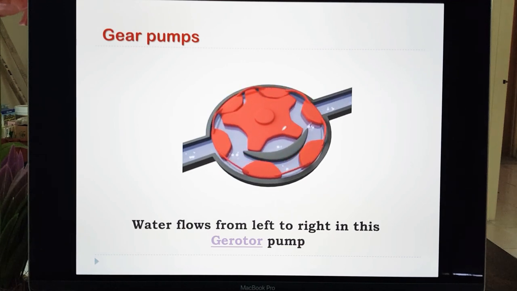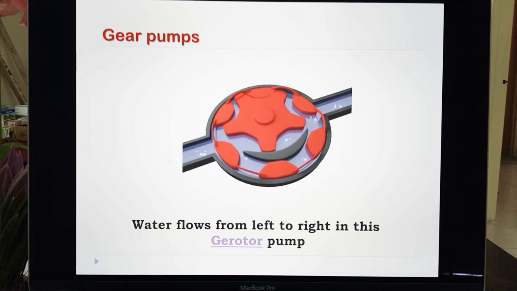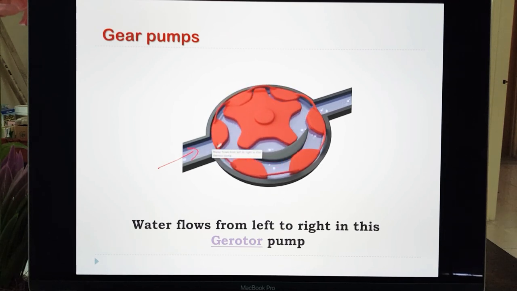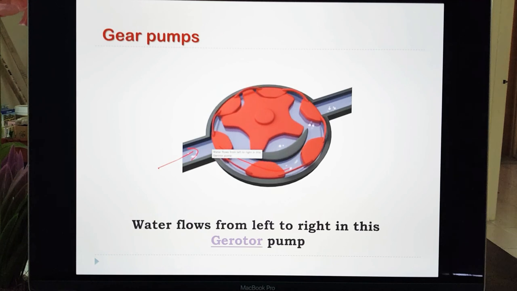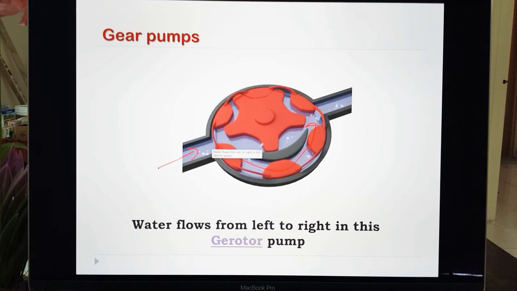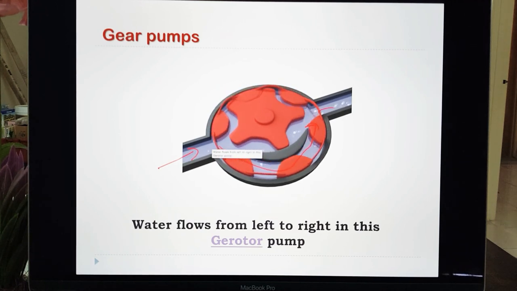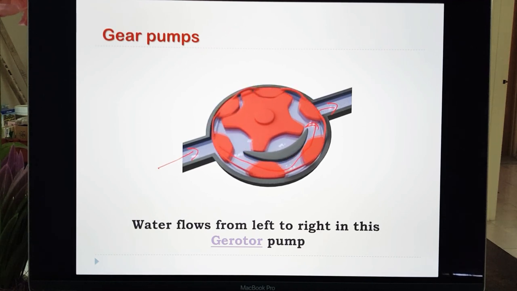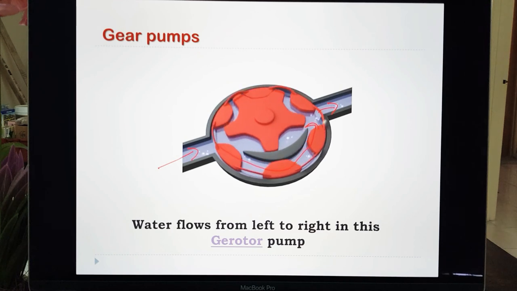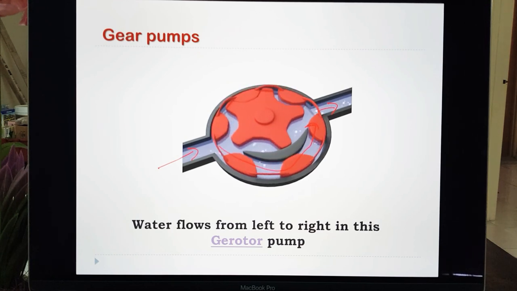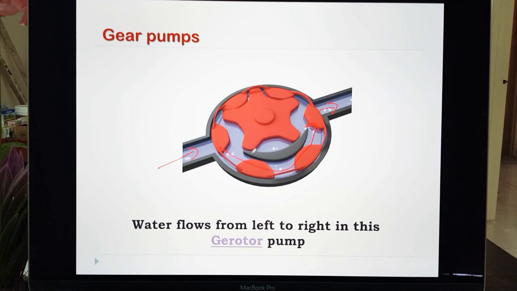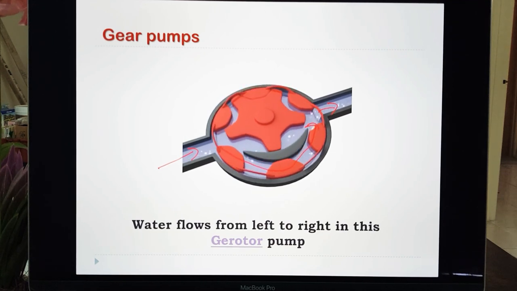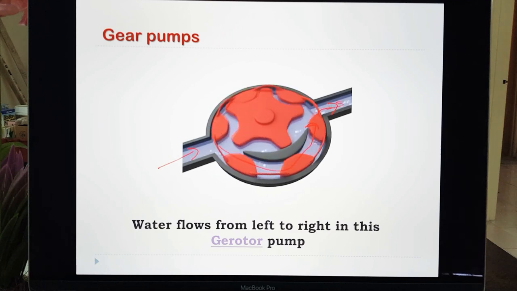This is how the gear pump works: the fluid will flow into this particular area and move radially, and then it will be discharged to the other area. At this area, the fluid will be enmeshed, it will have a slight change in its properties, and after that, it will be discharged at this area.